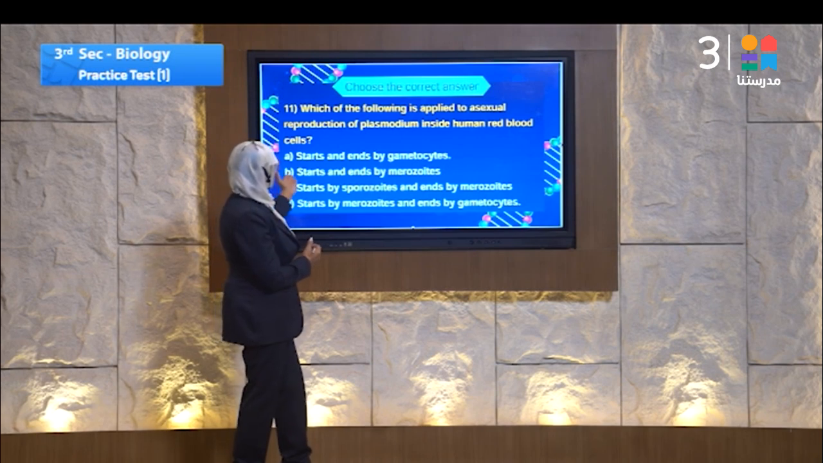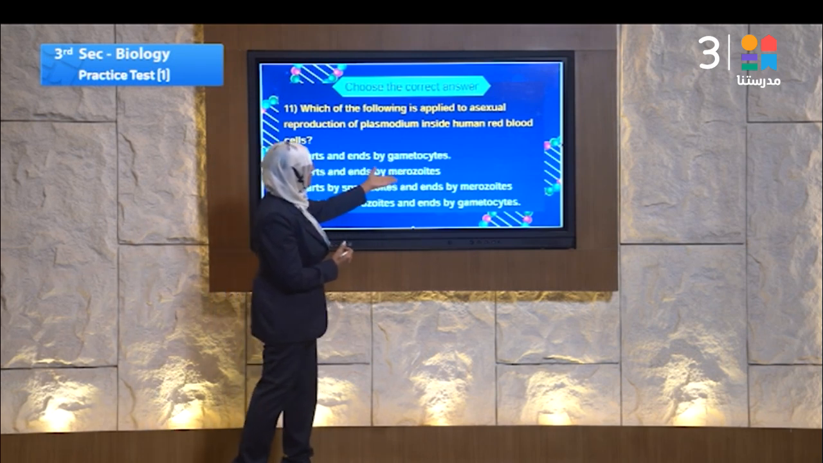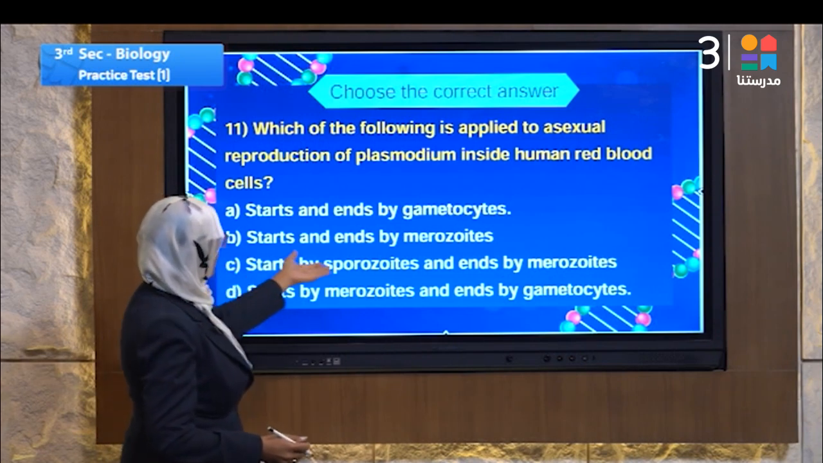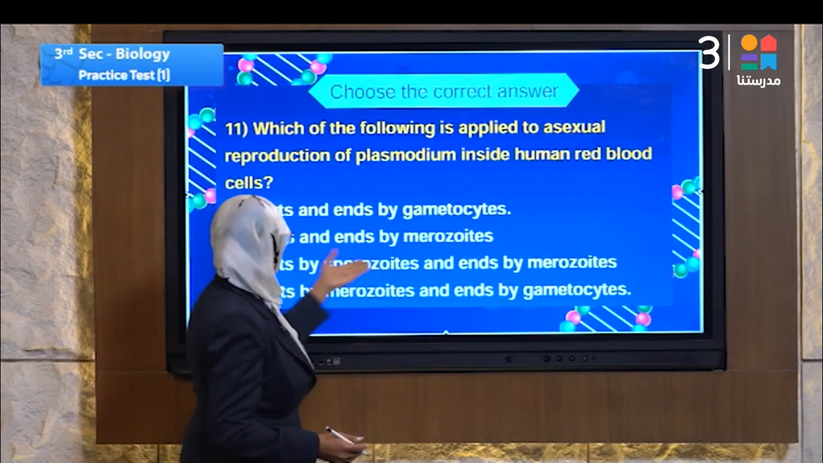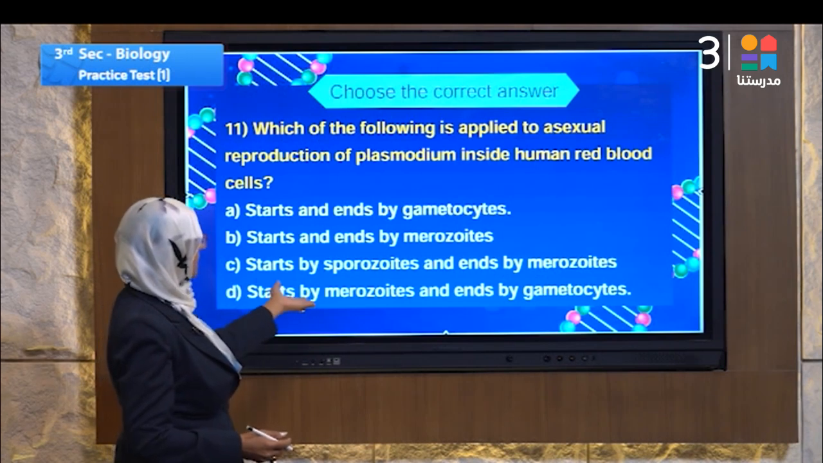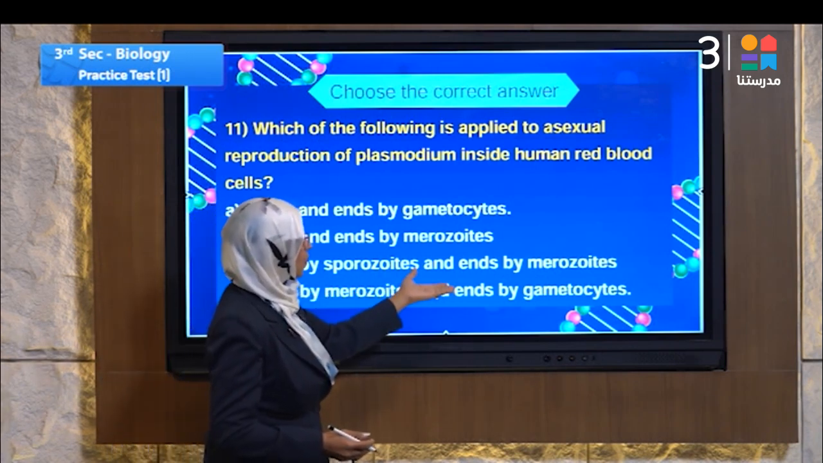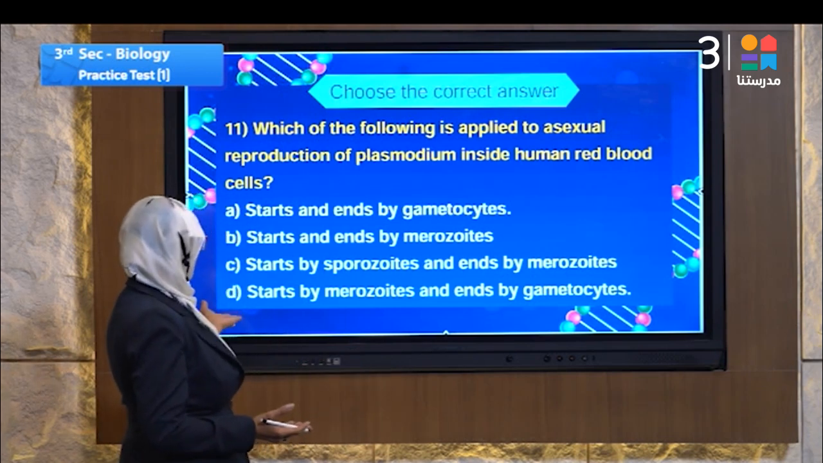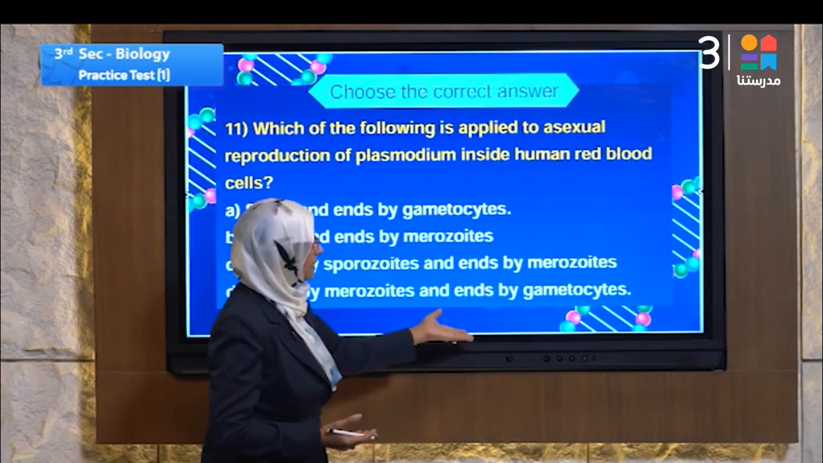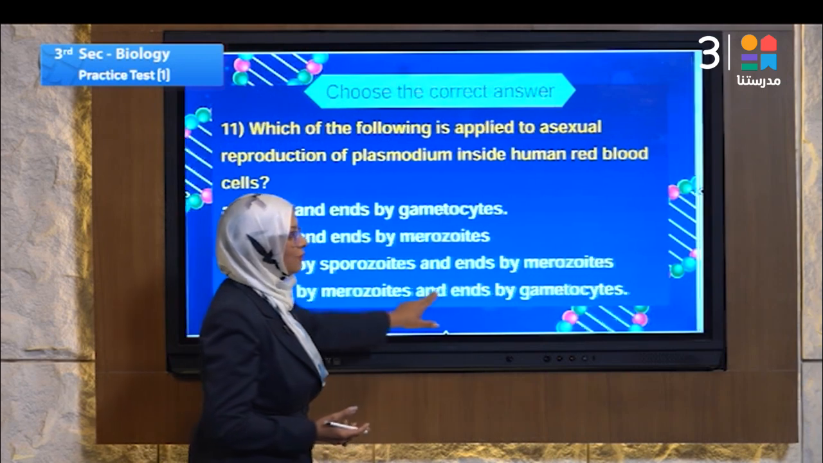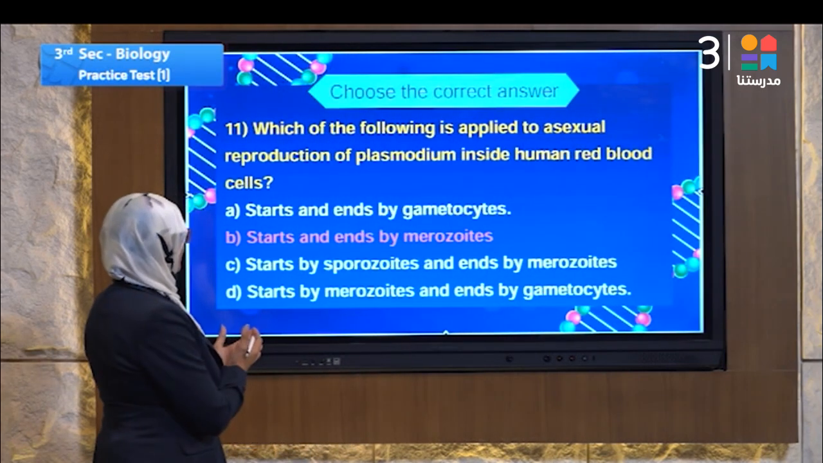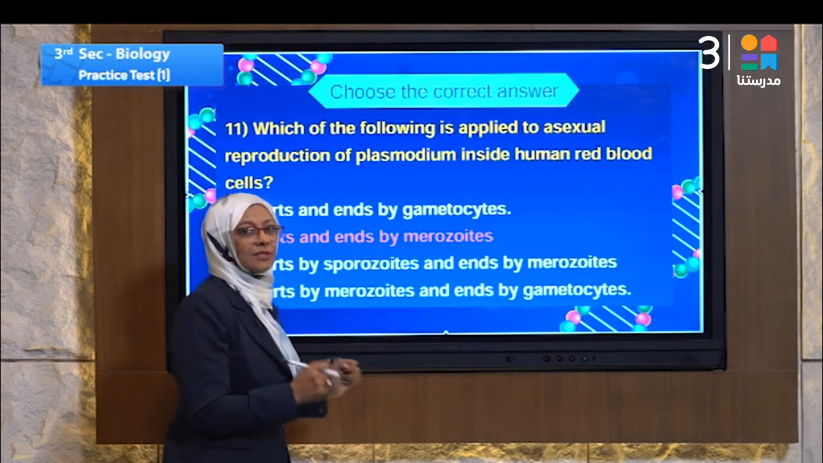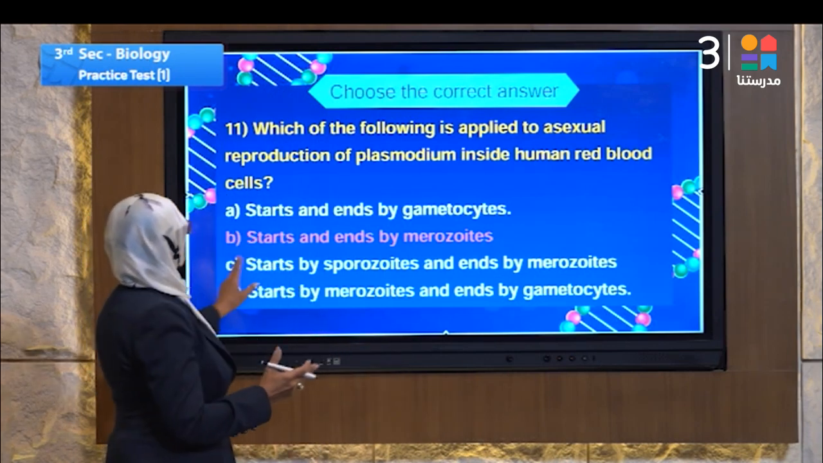Let's read the choices first. Number A, start and end in gametocytes, no gametocyte here. B, start and end with merozoites. C, start by sporozoites and end with merozoites. D, start by merozoites and end by gametocytes. Let's go to the answer. Yes, the answer is start and end by merozoite. That's done inside the red blood cell. Let's go to question number 12.